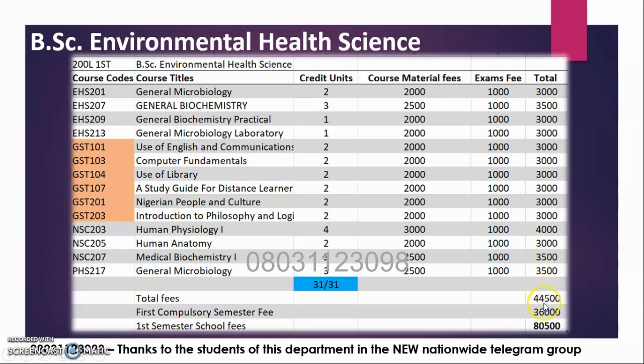Then you have a total of 80,500 naira for the first semester, because of this first compulsory semester fee of 36,000. From second semester onwards, this compulsory fee becomes 18,000 per semester.